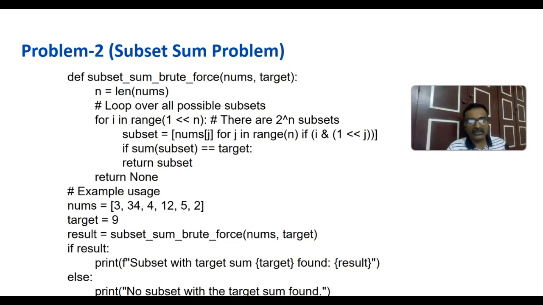The next part is the example usage or the test case, where we are passing nums equal to a list 3, 34, 4, 12, 5, 2, and our target is 9. Then we are calling the function. Since we have a return value, we will store the answer in a variable result. So result is equal to subset_sum_brute_force of nums and target. We will pass this list and the target value to the function, and the function will test every case, and if any case is found, it will return the subset.